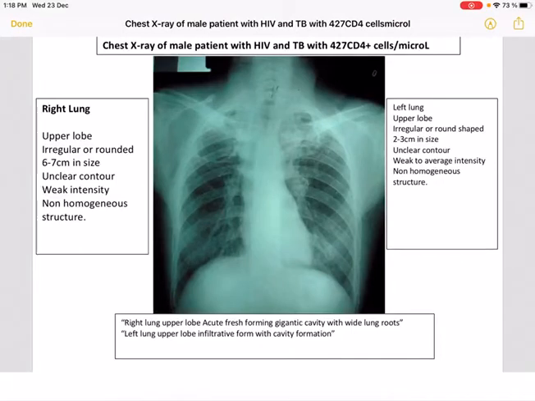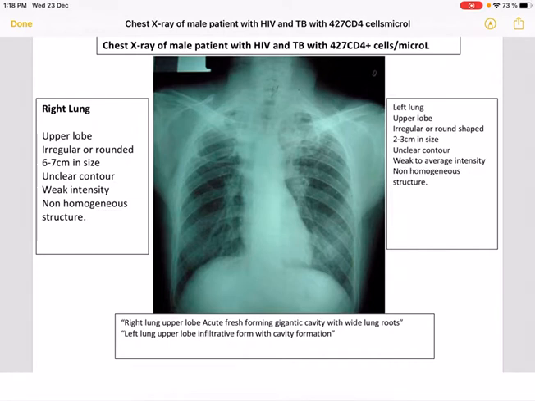Hi, my dear friends. Today I am going to discuss an X-ray image. I will go through the description of this image. The given image is of a patient suffering from HIV/AIDS, and this patient has developed TB of the lung bilaterally.